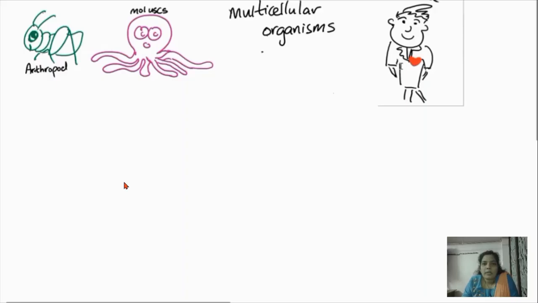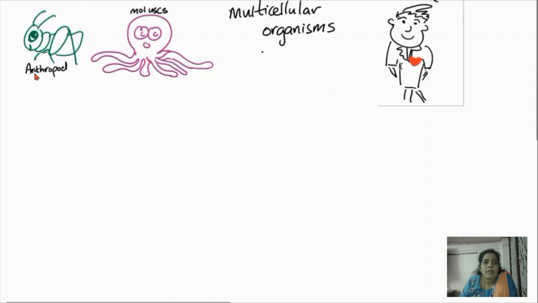The next topic is types of circulatory system. There are 2 types of circulatory systems: the open type of circulatory system and the closed type of circulatory system.